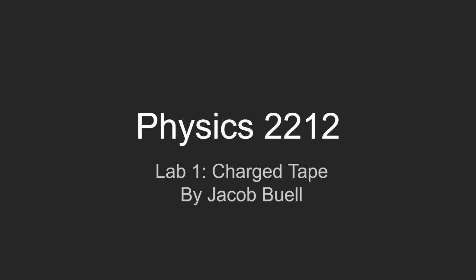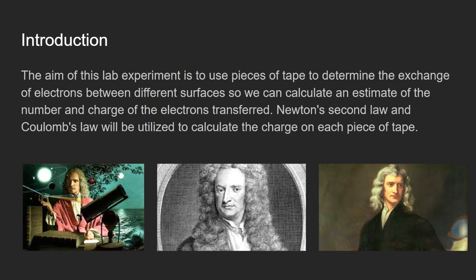This is Lab 1 about charged tape for Physics 2212. As an introduction, the aim of this lab experiment is to use pieces of tape to determine the exchange of electrons between different surfaces so we can calculate an estimate of the number and the charge of the electrons that are transferred. To do this, Newton's second law and Coulomb's law will be utilized to calculate the charge on each piece of tape.